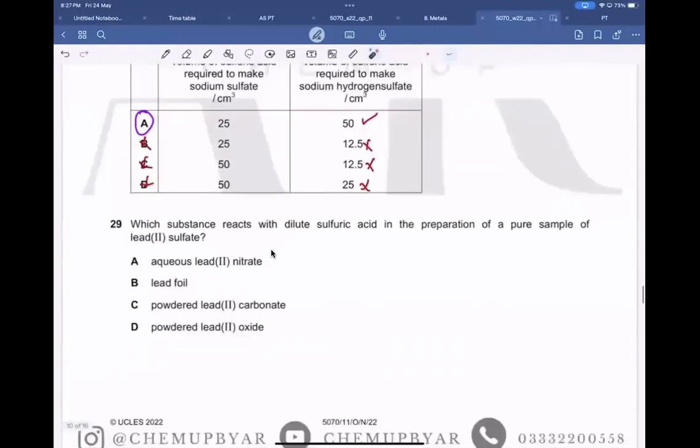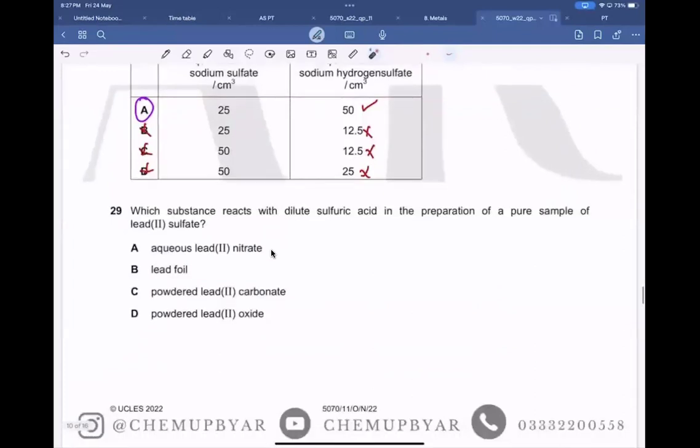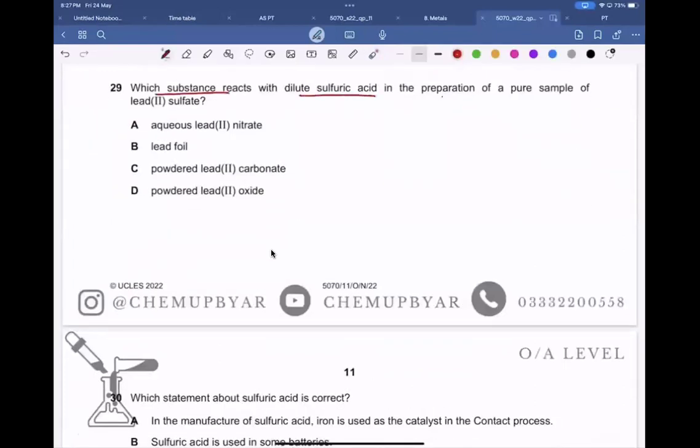Now question number 29. Which substance reacts with dilute sulfuric acid in the preparation of a pure sample of lead(II) sulfate? Okay, it's an insoluble salt, so we need a soluble salt initially. So aqueous lead(II) nitrate can be used, while lead foil, lead carbonate, and lead oxide cannot do it. So option A is the correct answer. Is this clear to all of you? Okay, Zainab.